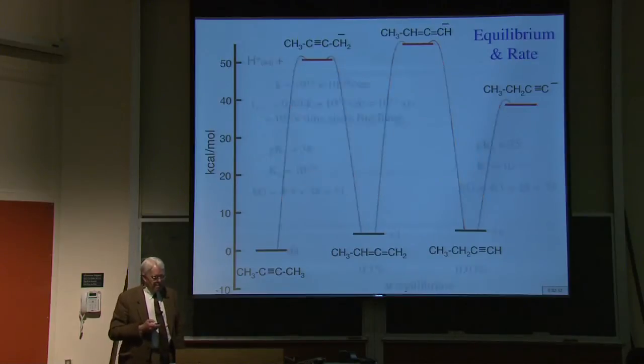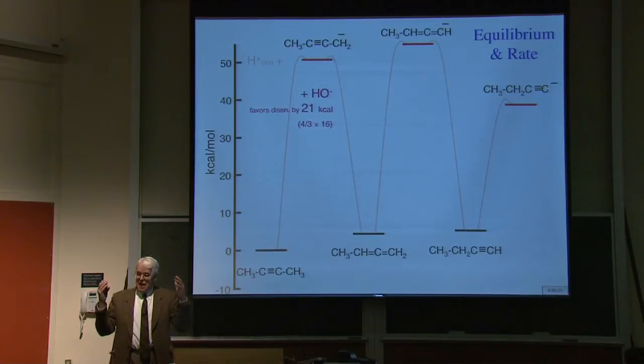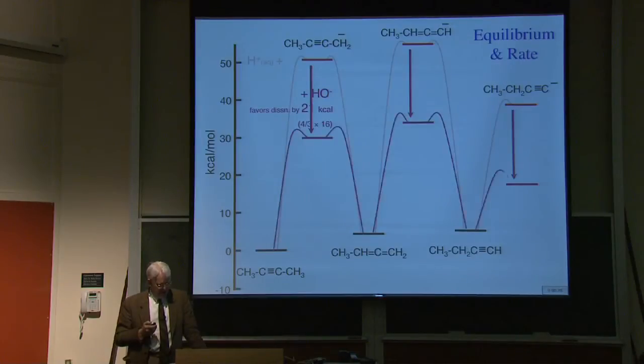But if you put hydroxide in, it reacts with the proton to make water, and that's worth 21 kilocalories per mole. Remember the pKa is 16, 4/3 of 16 is 21, so 21 kilocalories per mole. So that makes it 21 kilocalories easier to make the anion because you're not making a proton, you're making water. Okay, so that's going to lower these. Is that going to do the trick to be able to isomerize?